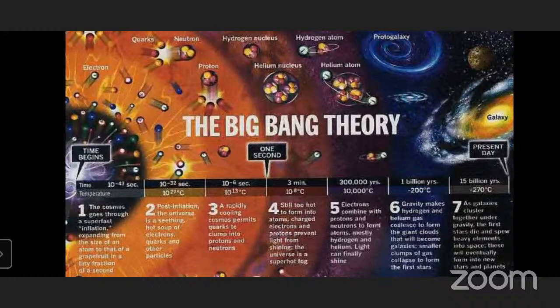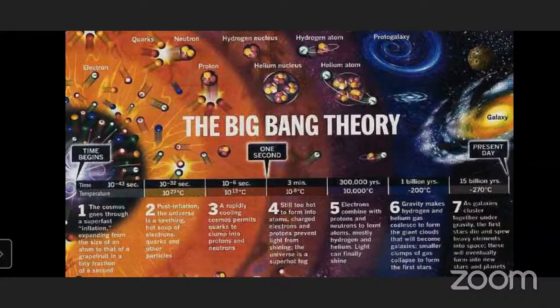After 10 power minus 32 second, our universe is considered to be like a hot soup full of quark particles and other particles. These were the major ingredients for the formation of the current universe. At 10 power minus 6 seconds, the temperature of the universe is 10 power 13 degrees Celsius. From 10 power 27 to 10 power 13 degrees centigrade, the temperature cooled. This is where the quark particles, called the primary particles, combined to form protons and neutrons.